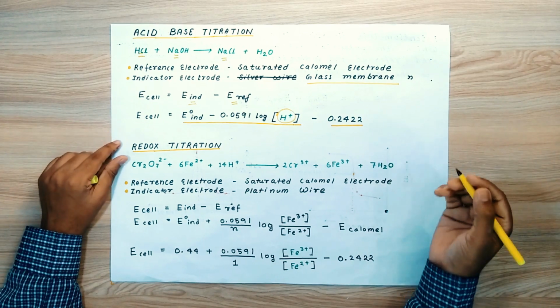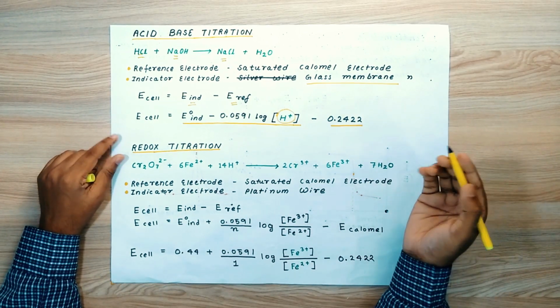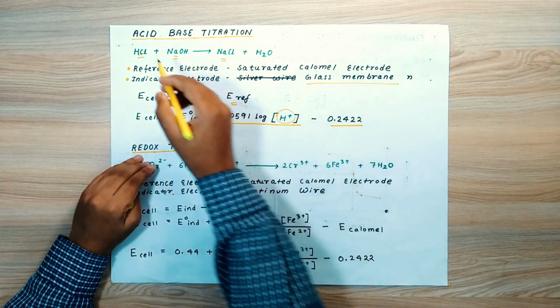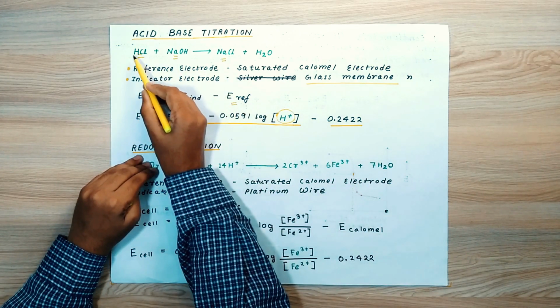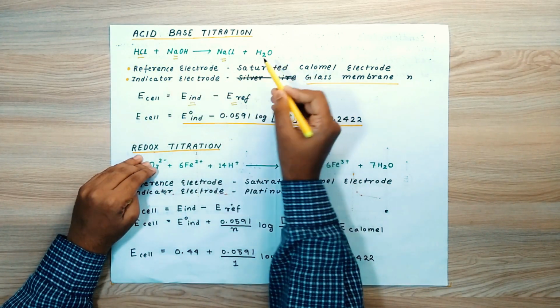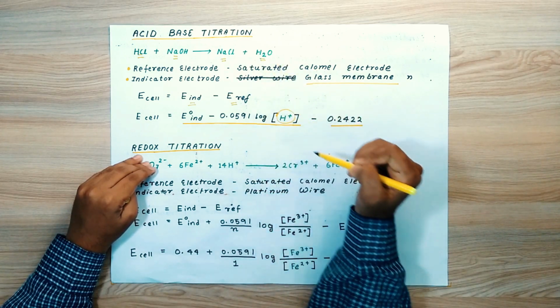Now let's concentrate on the fact that during this acid-base titration, the H+ ions released by HCl get used up to form H2O.